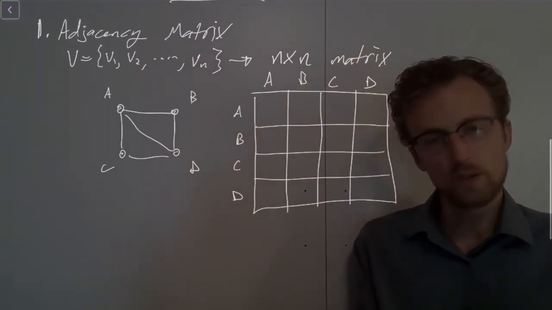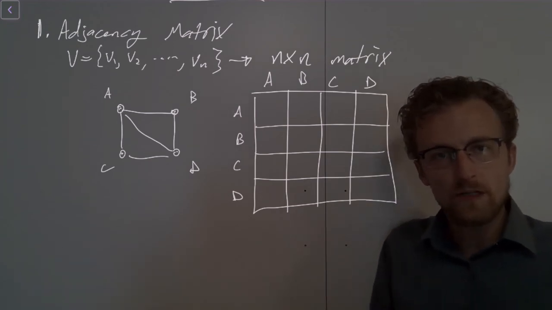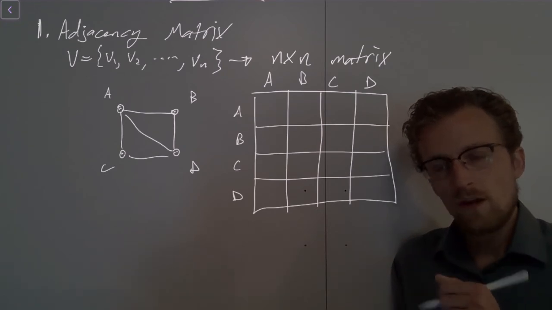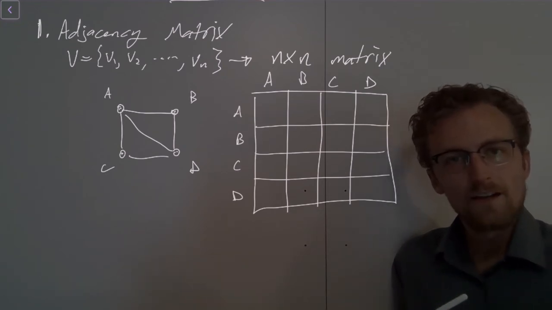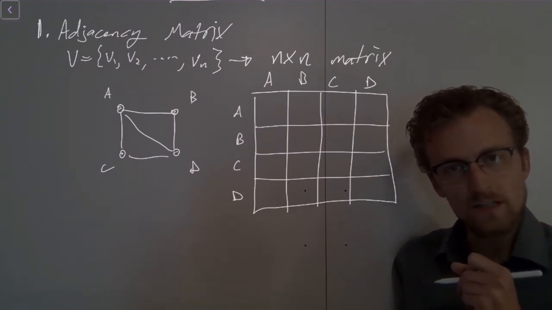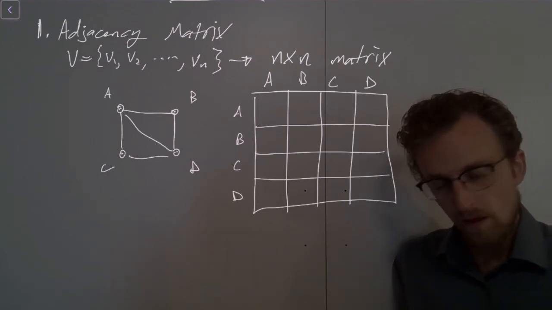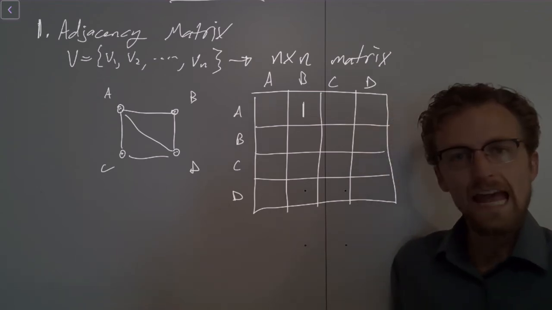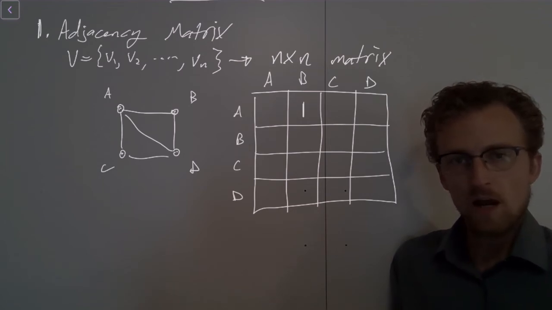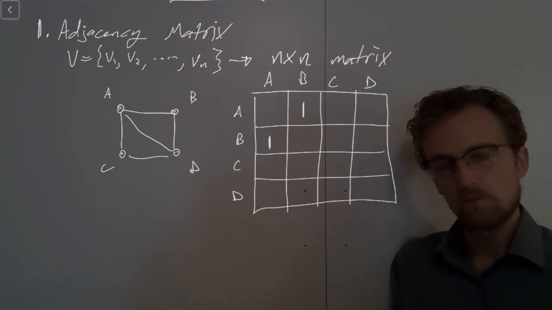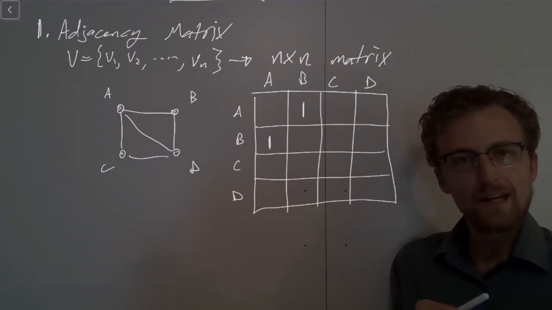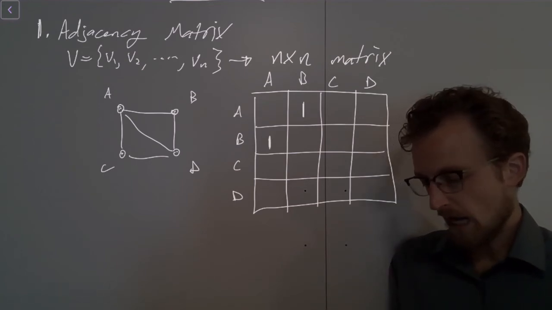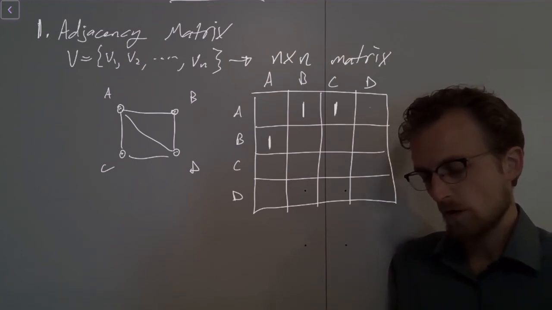The adjacency matrix looks like this, and the rule is that if an edge exists between two nodes, then I put a 1 in the corresponding cell in the adjacency matrix. For example, there is an edge between A and B, so I put a 1 in the A,B location. I also put a 1 in the B,A location, because if there's an edge between A and B, there's also an edge between B and A. There's also an edge between A and C and an edge between A and D, so I'll put 1s in there as well.